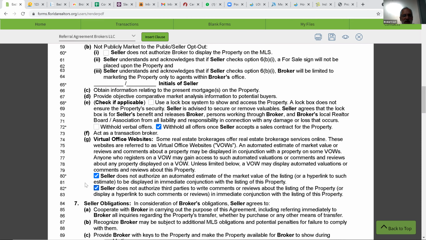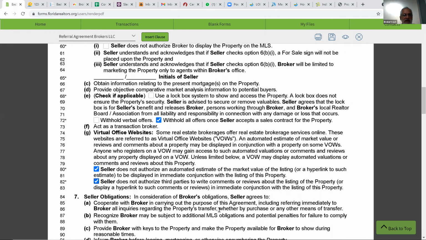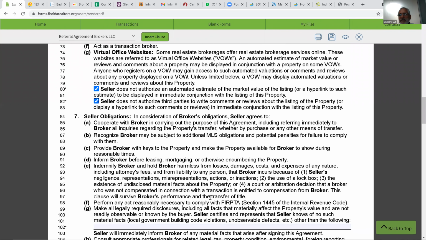So I always try to limit these tools that belong to the virtual office websites. Another virtual office website is realtor.com, and some other websites out there that you will see. Excuse me, yes, I'm sorry. How do you go about excluding that when you enter it in the MLS? What is the way of doing it? Because the agreement is between the seller and the agent. But okay, go ahead.